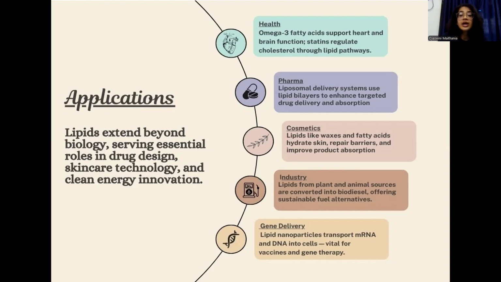In the fuel industry, lipids from plant and animal sources are converted to biodiesel, offering a sustainable fuel alternative. Biodiesel is produced by a process called trans-esterification, and the resulting biodiesel is a biodegradable, renewable source of energy, which is an alternative to fossil fuels with lower carbon emissions. Gene delivery: lipid nanoparticles transport mRNA and DNA into cells. This is vital for vaccines and gene therapy.